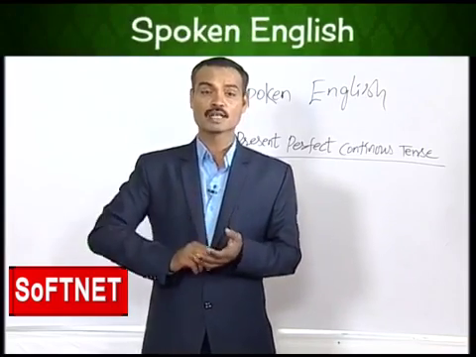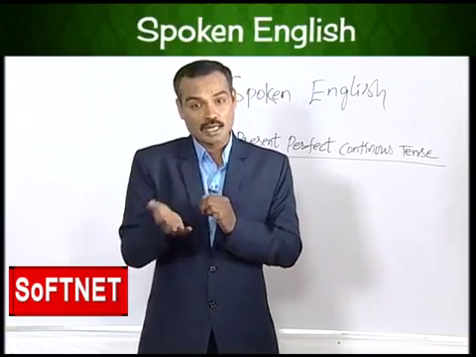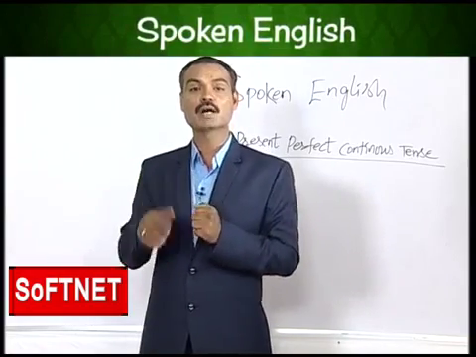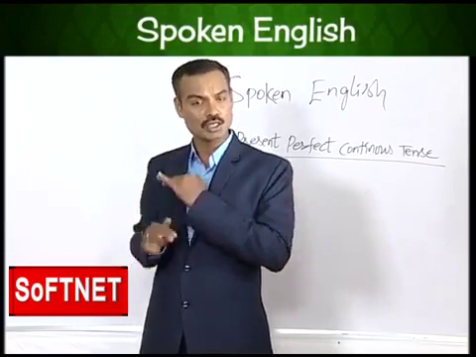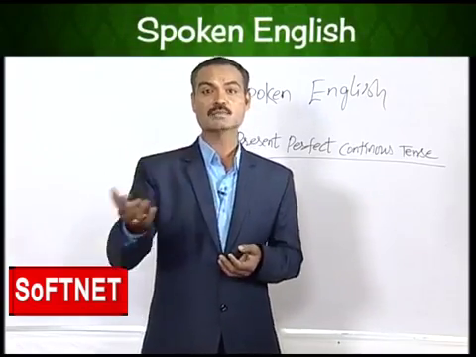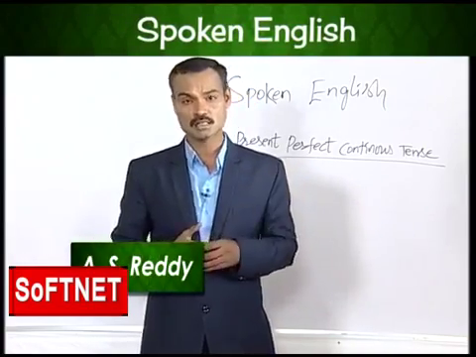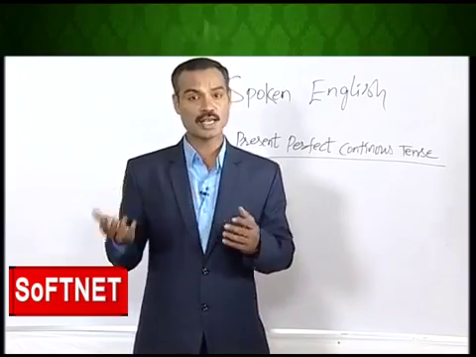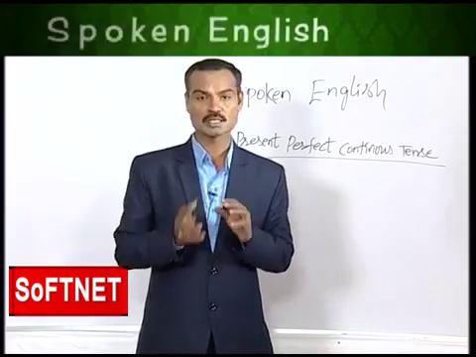See friends, whenever the opposite person asks about your works which you started in the past and which are still going on, to tell such works you can use present perfect continuous tense. Examples: I have been teaching English for 10 years. He has been working in Hyderabad for 2 years. They have been waiting for the train since 8 o'clock. She has been sleeping since morning. Narendra Modi has been working in politics for 40 years. Like that, to tell such examples, we can use present perfect continuous tense.